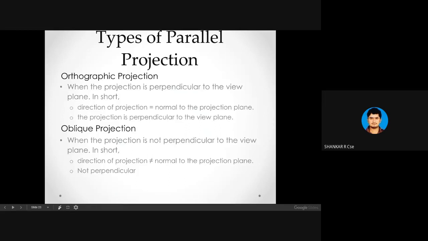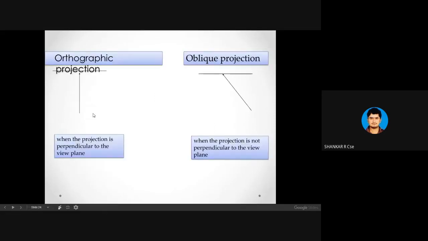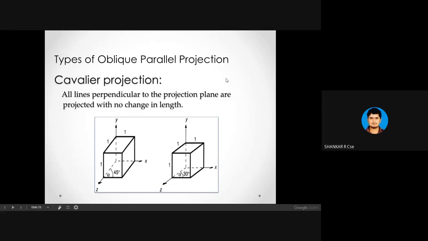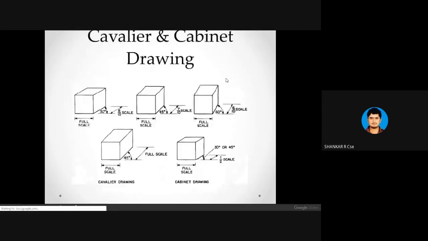So you can see the types of parallel projection, orthographic and oblique. When the projection is perpendicular to the view plane, it is called parallel orthographic. When the projection is not perpendicular, that means it is parallel but not perpendicular, it is called oblique projection. You can see these projection rays are perpendicular, it is called orthographic. The projection rays, of course, are parallel, but they are not perpendicular to the plane, it is called oblique. So all this comes in my theory class.